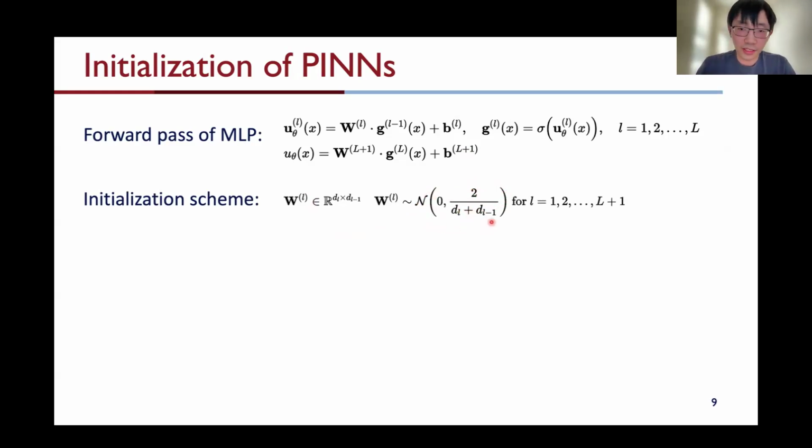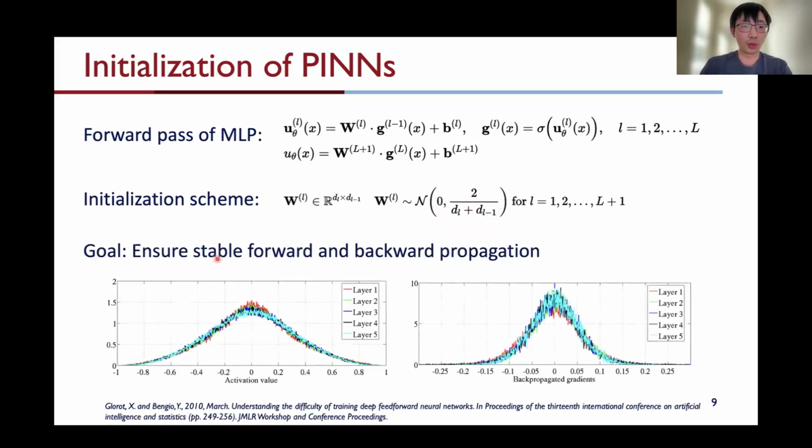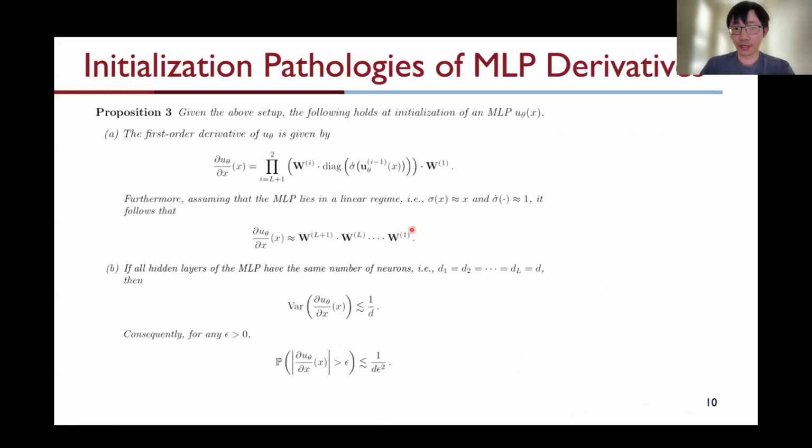I want to emphasize that this variance is not randomly chosen. This thing is carefully calculated. The key purpose is to ensure stable forward and backward propagation. You cannot randomly give another number, as this may break the trainability of the network. Then we can prove the following proposition. So basically, given the above setup, these things will hold at the initialization of an MLP.